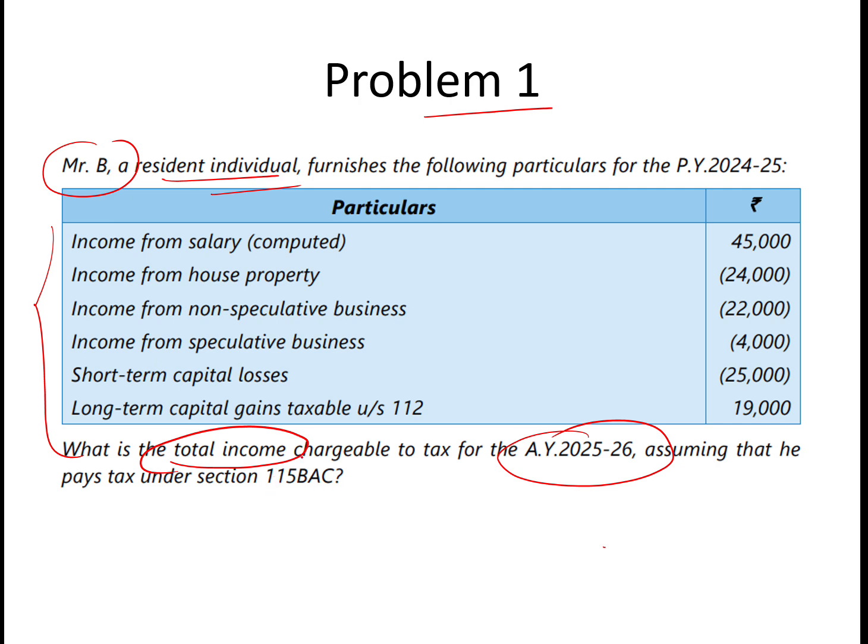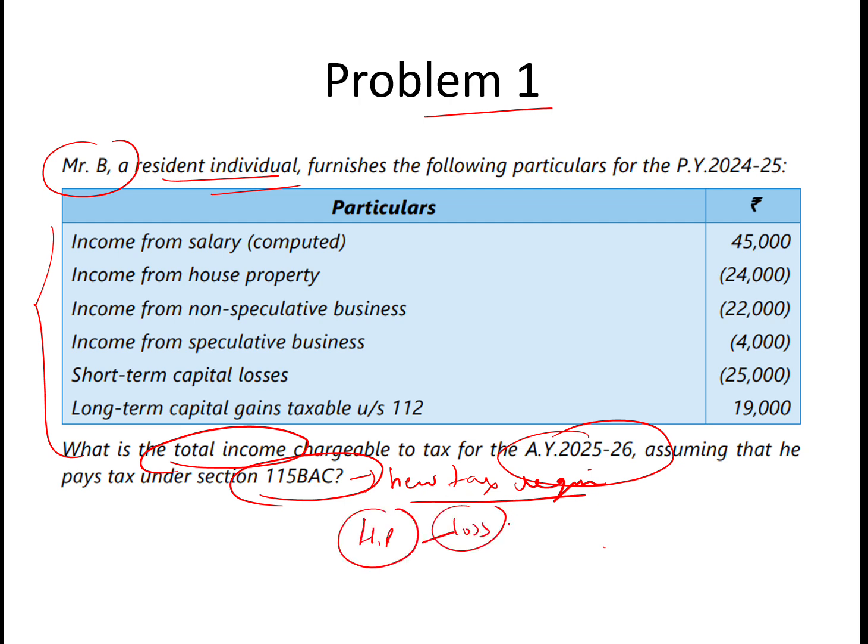It is also said that Mr. B is paying tax under 115BAC, which means we are using the new tax regime. Whenever we are going for the new tax regime under set off and carry forward, we have to remember that house property loss cannot be set off, and you cannot carry forward the house property loss. Very important. If you're claiming 115BAC new regime, you cannot carry forward house property loss. Very important.